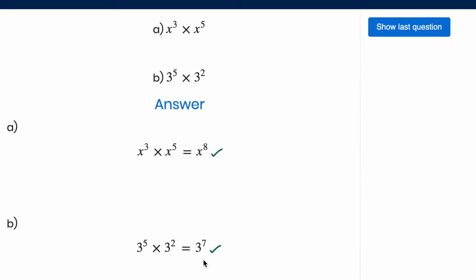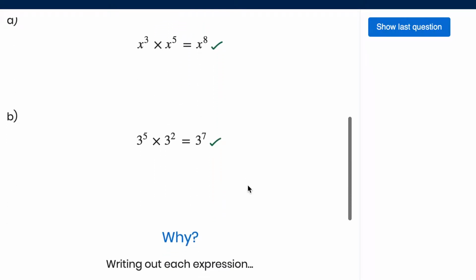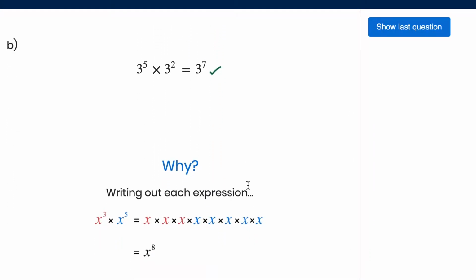Okay, all well and good, but why is this? And we can actually see by writing out each expression. So x to the power of 3 is just 3 x's multiplied together, shown here in red. And x to the power of 5 is just 5 x's multiplied together, shown here in blue. So in total we have 8 x's multiplied together, which is just x to the power of 8.